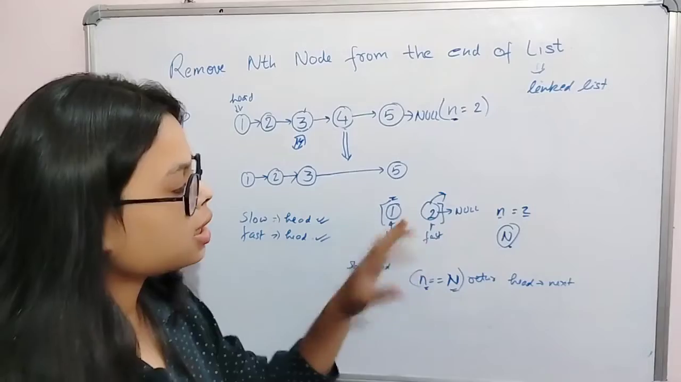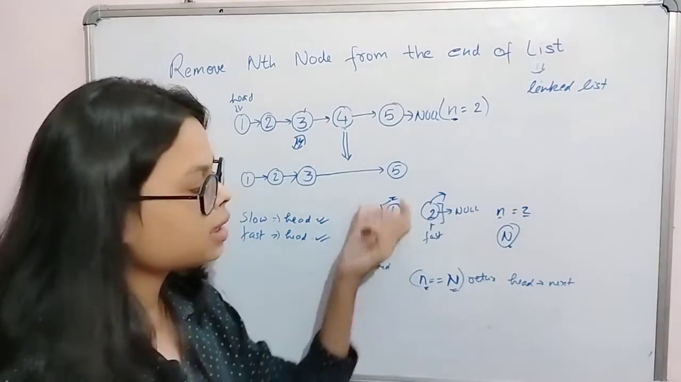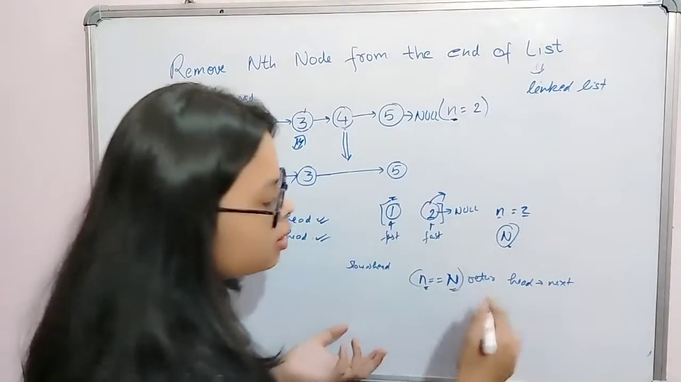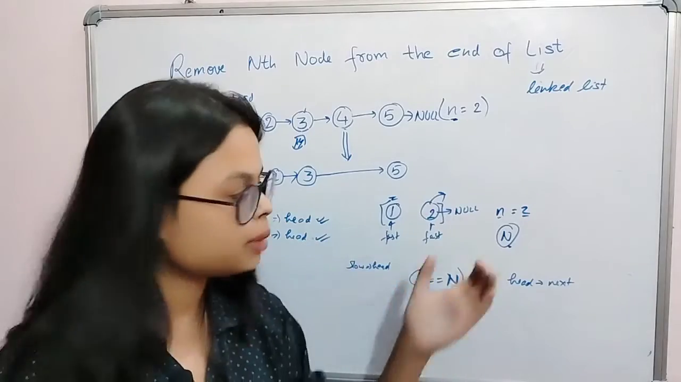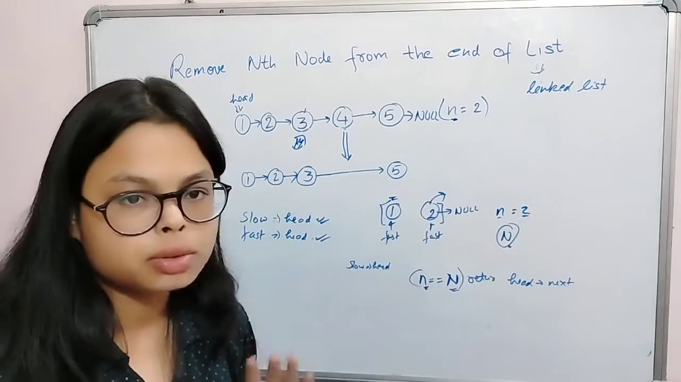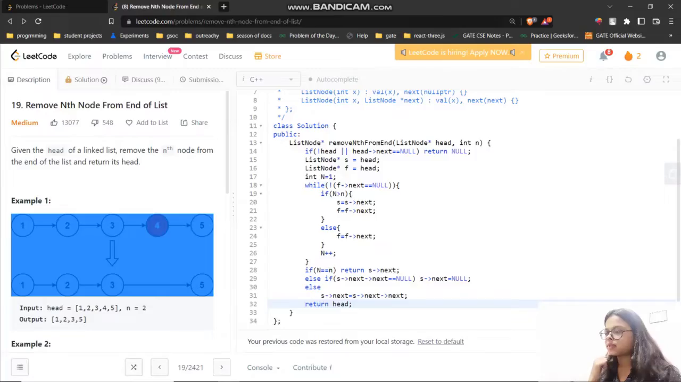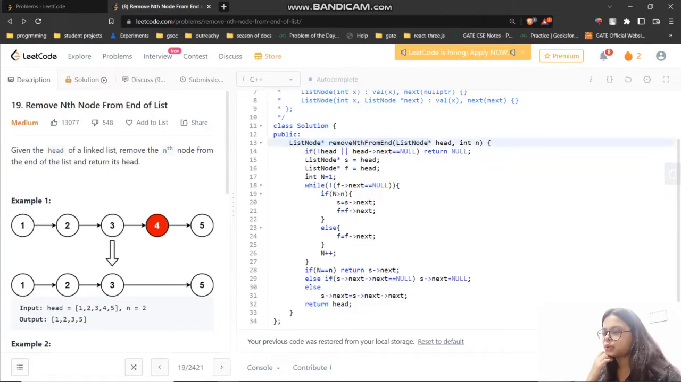Another case: let's say the linked list is empty. In that case, we will also return our head, because head is initially pointing to a null pointer. So this is our code section. As I told you, if our head is null or head's next is null, either we have no element in the linked list or we have only one element, we'll simply return null.